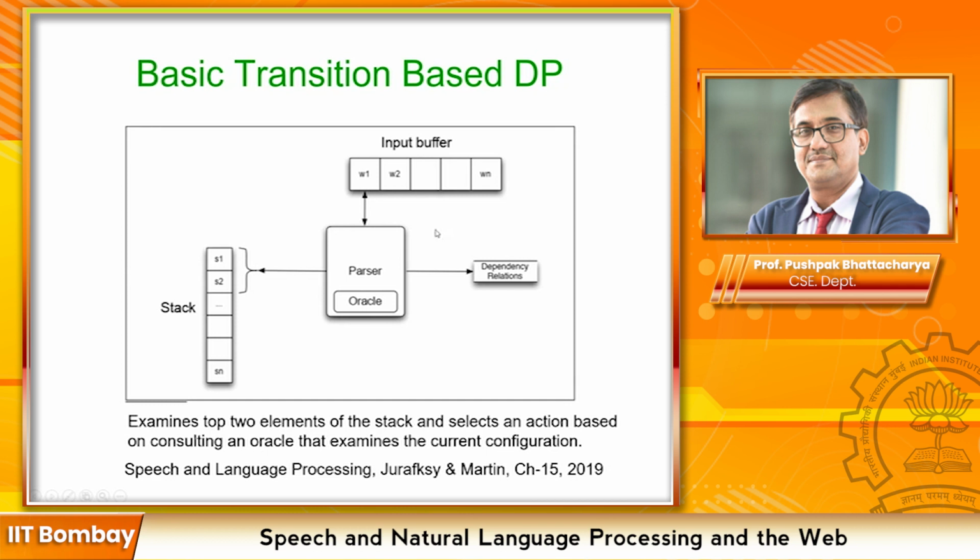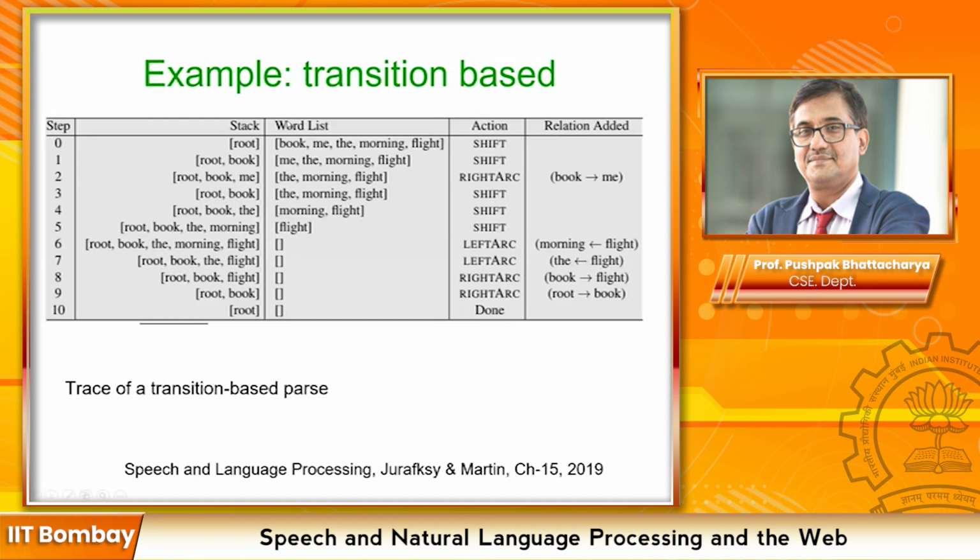Now, this is the primary framework. The other primary framework is graph based, which we'll take a look at very soon. And the dependency relations are the list of dependencies which need to be used when we produce the labels on the dependency arcs. So just to remind you what goes on, the sentence is "book me the morning flight." These examples and a lot of this material are from Speech and Language Processing, Jurafsky and Martin, chapter 15, 2019. Chapter 15 is downloadable from the web.